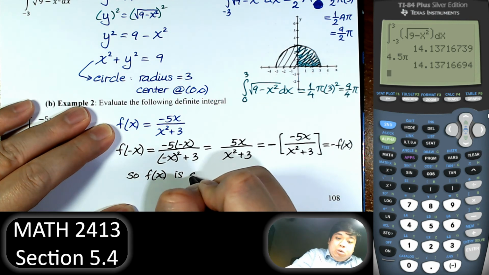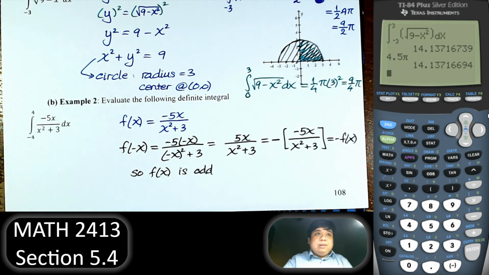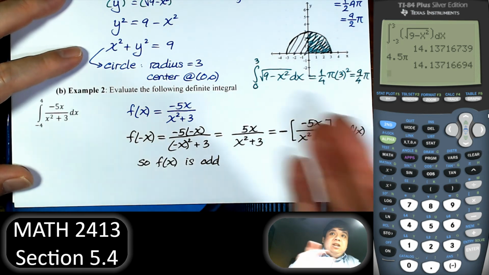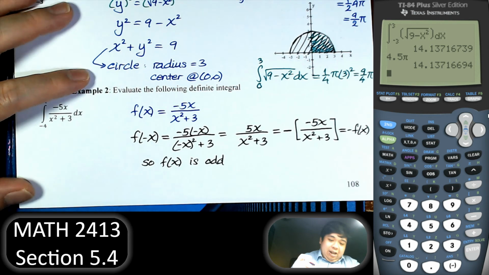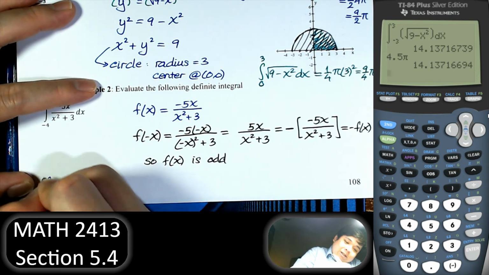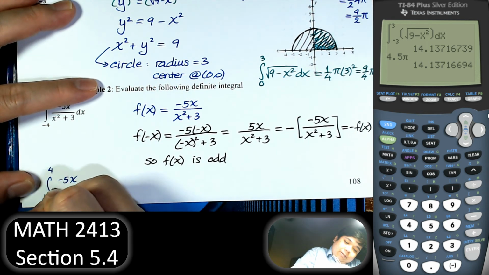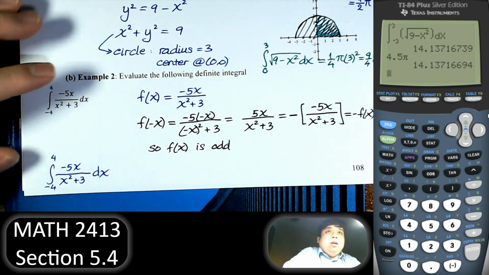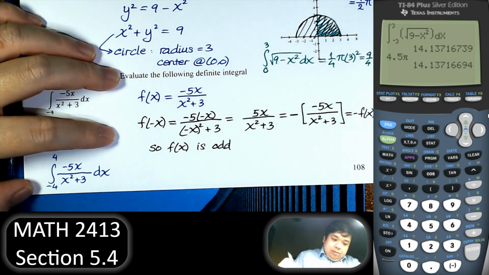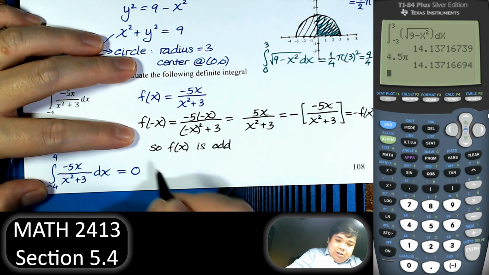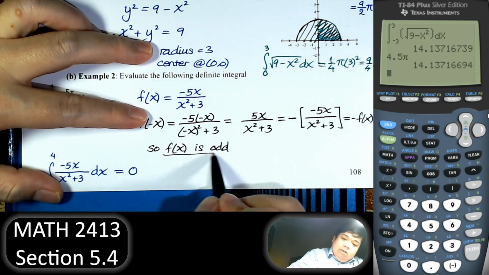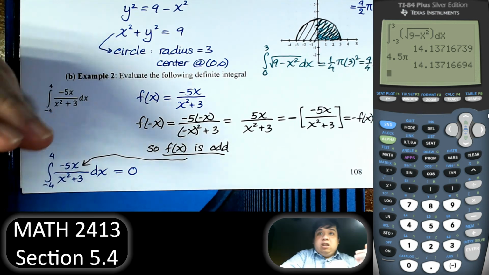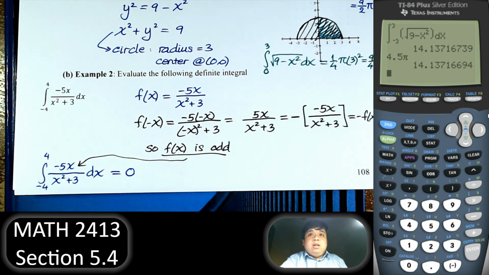So if we use the definition to prove it, that's how we do it. Now, if it is odd and the limits are symmetric, this is going to be 0, right? It's equal to 0 because the function is odd and the limits are symmetric. The limits are opposite, so it's going to be 0.